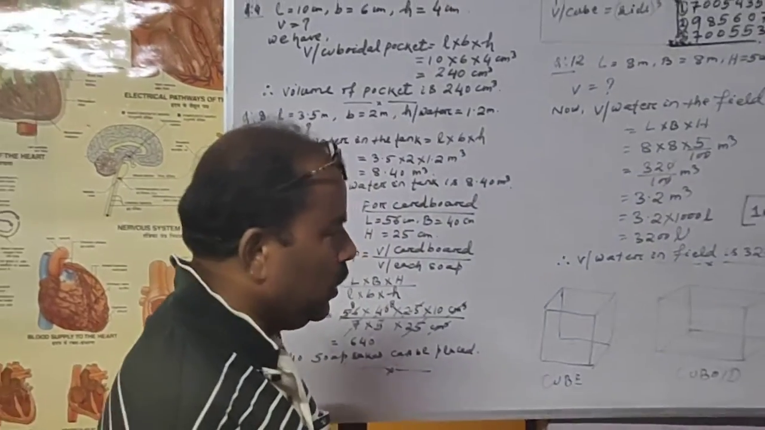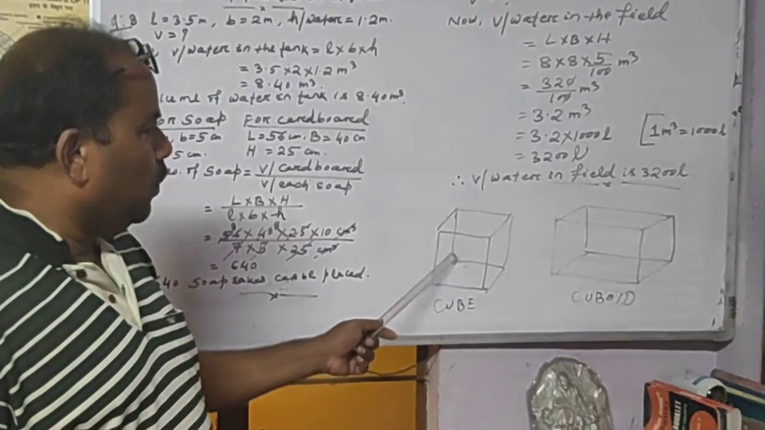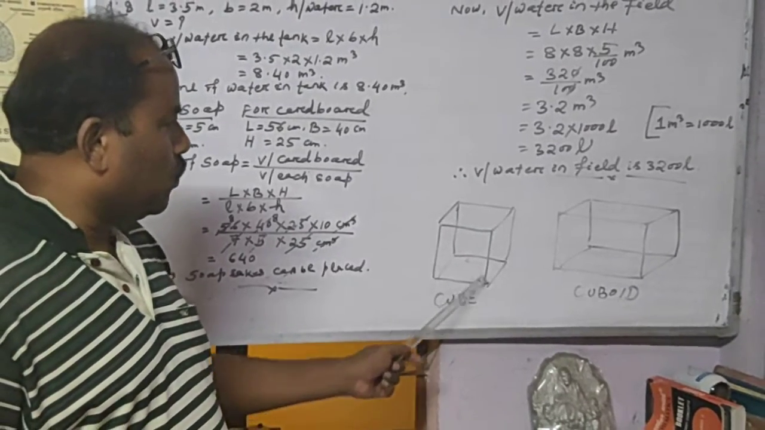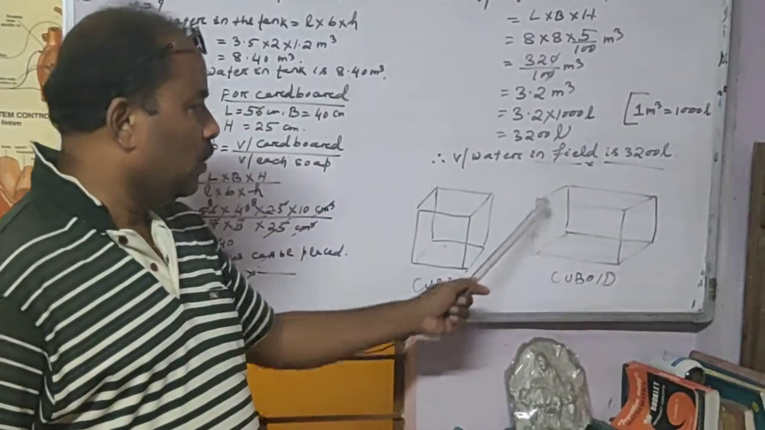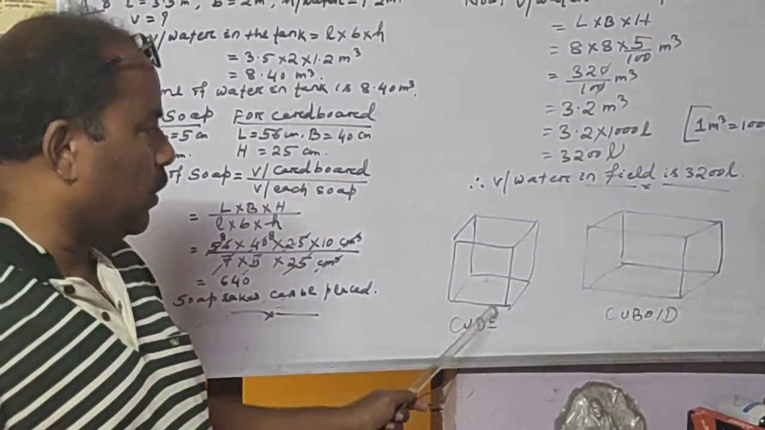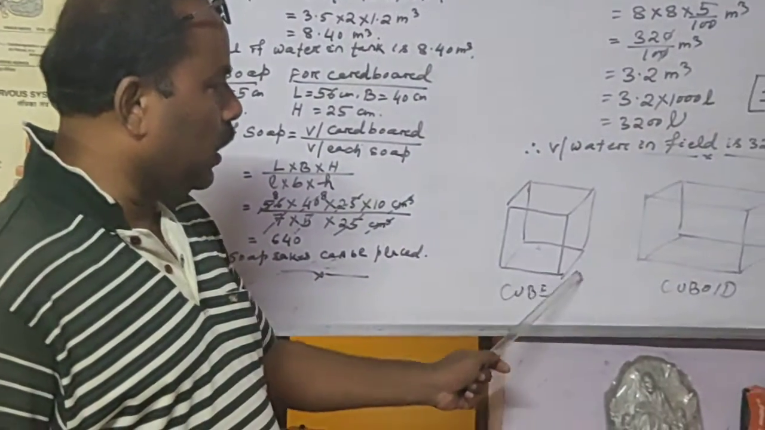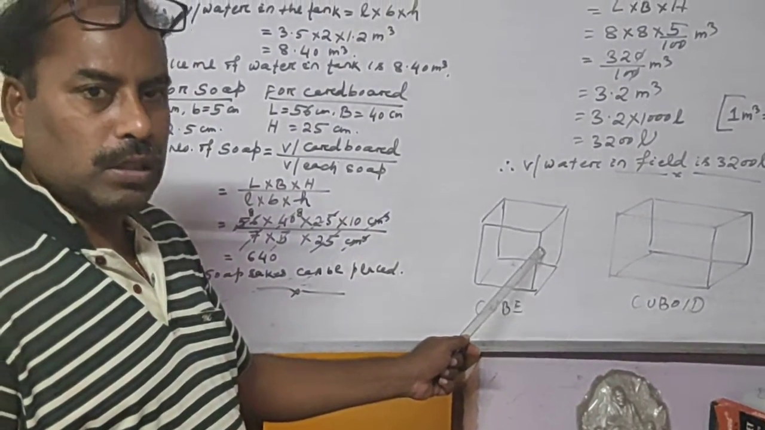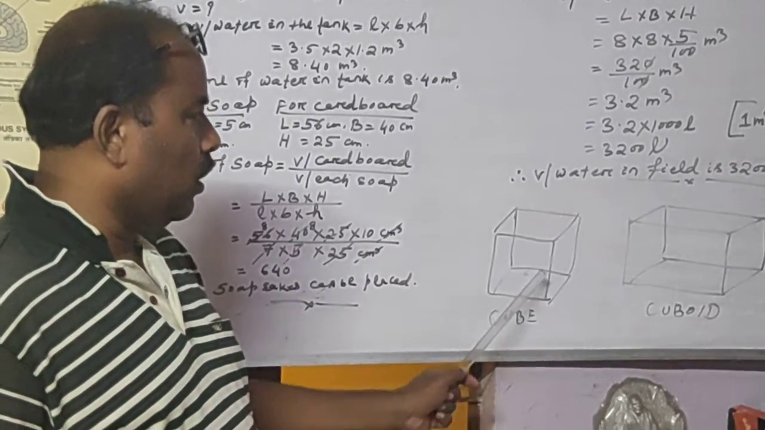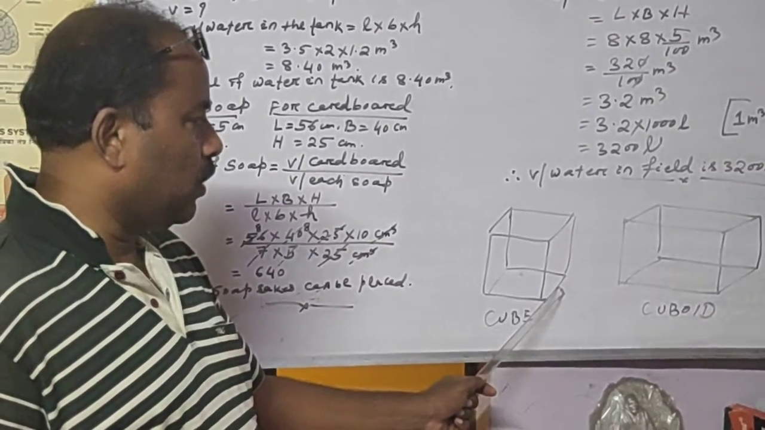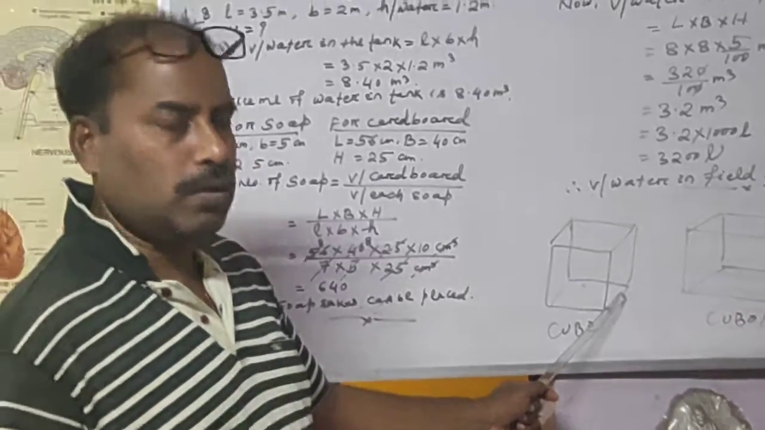So here you see what is cube and cuboid figure. You see cube, this is the square sized figure, this is the rectangular sized figure. So when in square sized figure, length, breadth and height, all three dimensions are equal to each other, then we call cube. Like suppose this is 5 centimeter, 5 centimeter, 5 centimeter, then we call that is cube. All L, B, H are equal to each other.